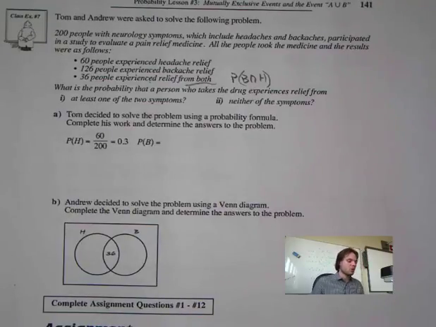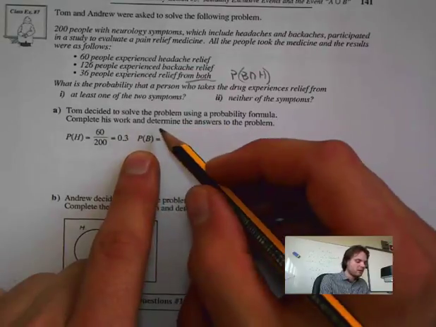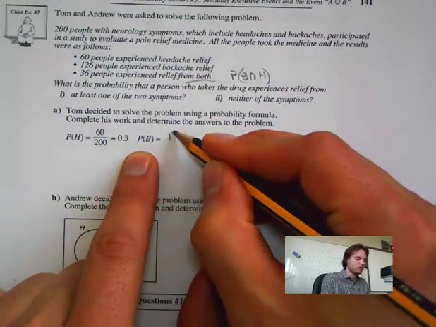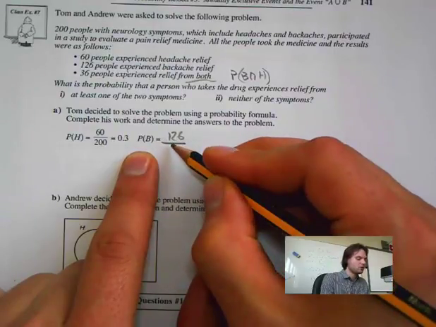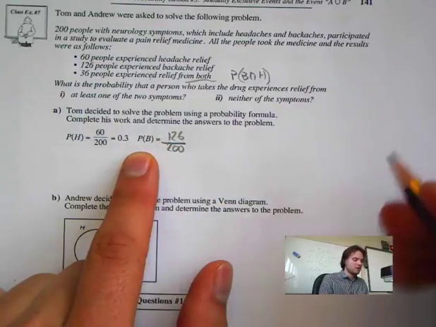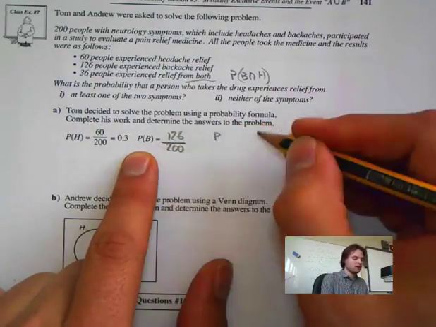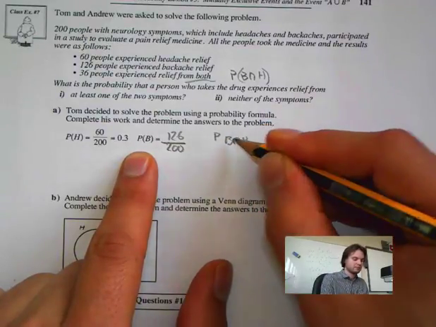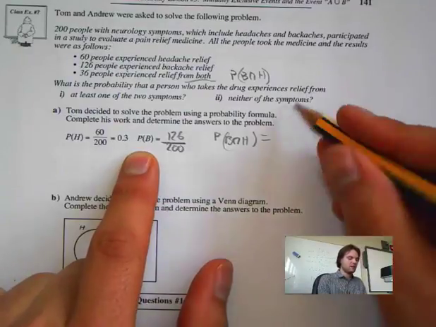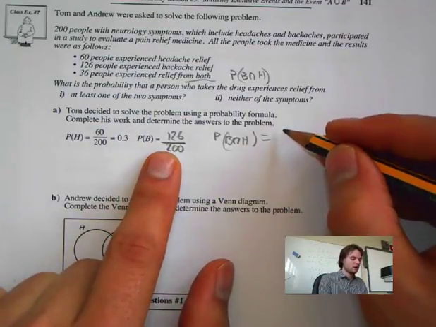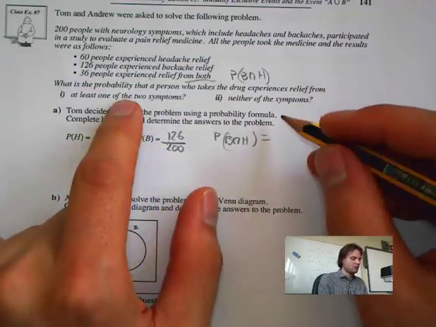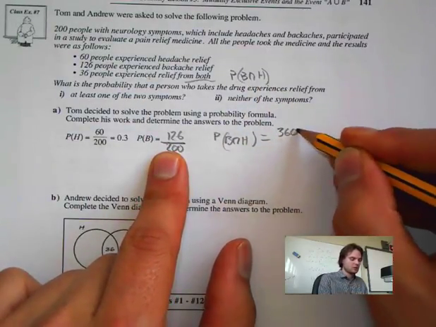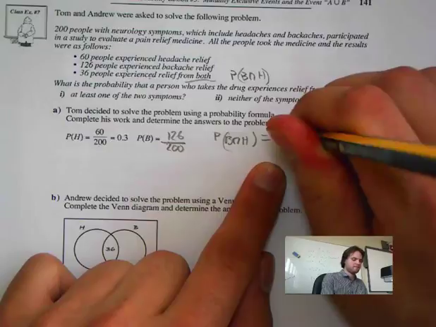So, what is the probability of a backache? Well, that is the same as out of 126 people, we have 126 all over 200. The other one is, what is the probability of both? Well, that's 36 out of 200.